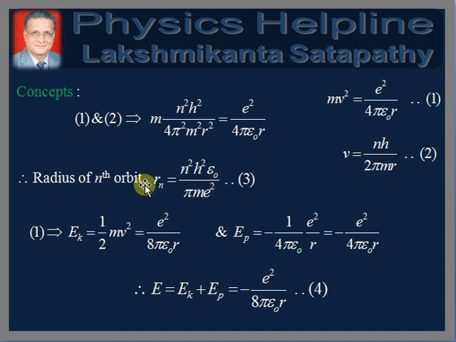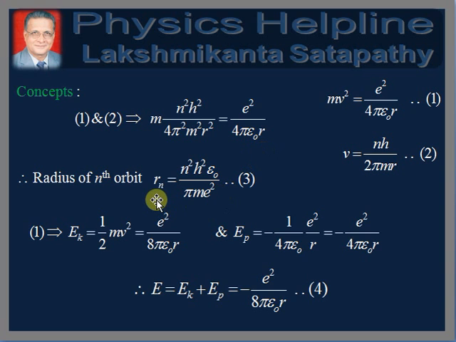From equations 1 and 2, we get the following. In equation 1, we have got mv square on the LHS. For v square, we will put the square of equation 2. v square will be equal to n square h square divided by 4 pi square m square r square. So we have put that m into n square h square divided by 4 pi square m square r square is equal to e square divided by 4 pi epsilon 0 into r.